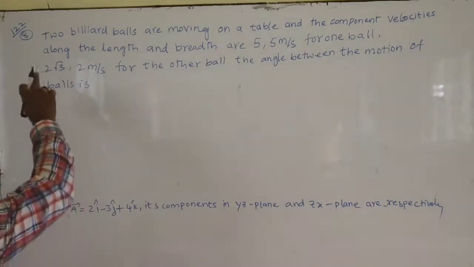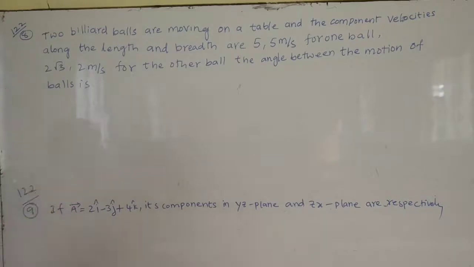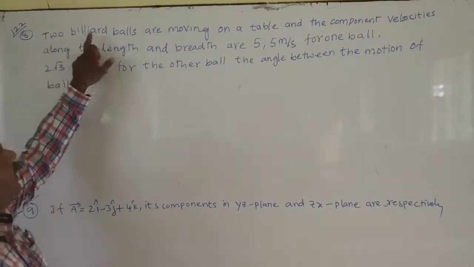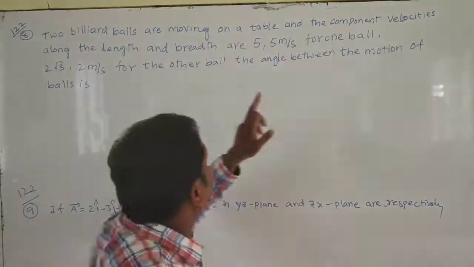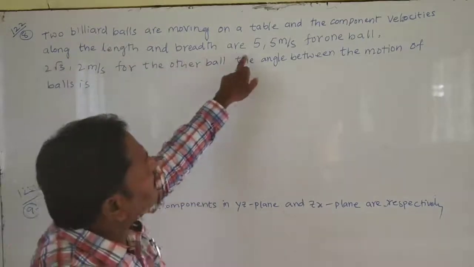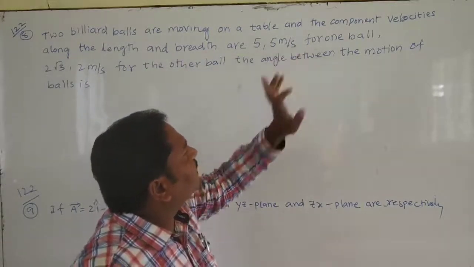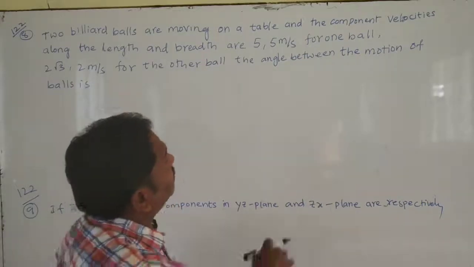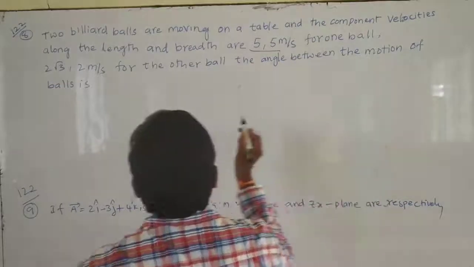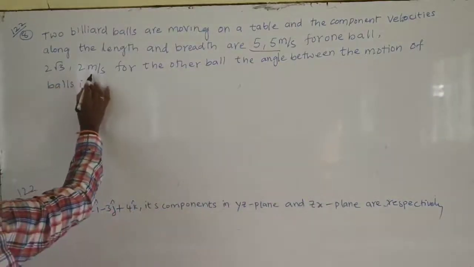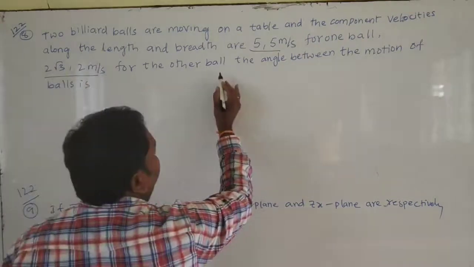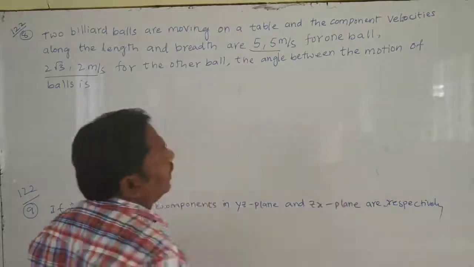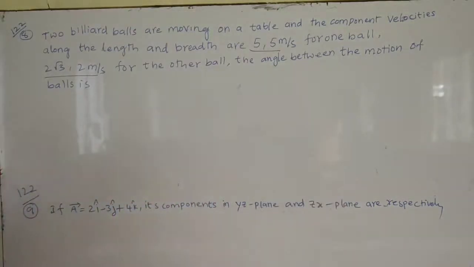Right. Next, page number 22, question number 8. Two billiard balls are moving on a table. The component velocities along the length and breadth are 5 meters per second and 5 meters per second for one ball, and 2 root 3 and 2 meters per second for another ball. Find the angle between the motion of the balls.